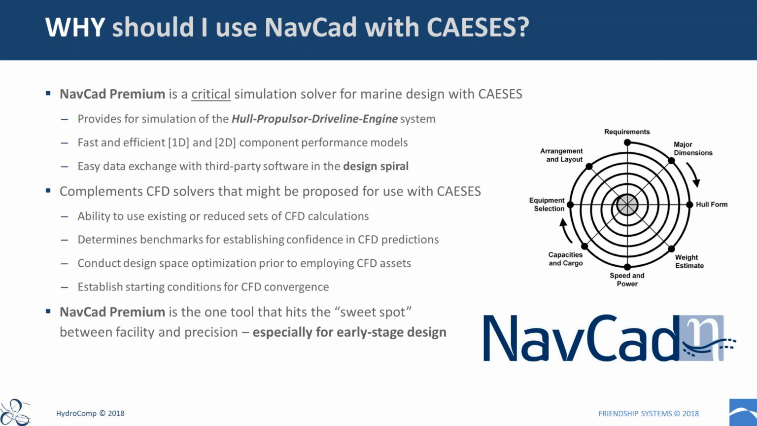A very, very important part of any kind of a design spiral or evolving or maturing design is the ability to use reduced order methods as benchmarks for the higher order calculations. We need to have an idea before we flip the switch on CFD what the answers are going to be, so that we can ensure through benchmarking that our gridding is correct, our CFD settings for the analysis make sense. And NavCad can provide those benchmarks for you to establish confidence in the CFD predictions.